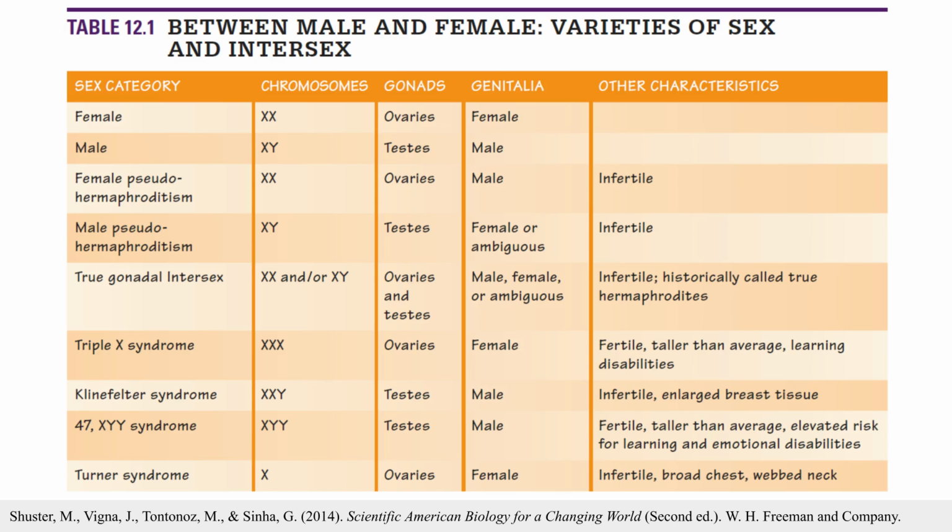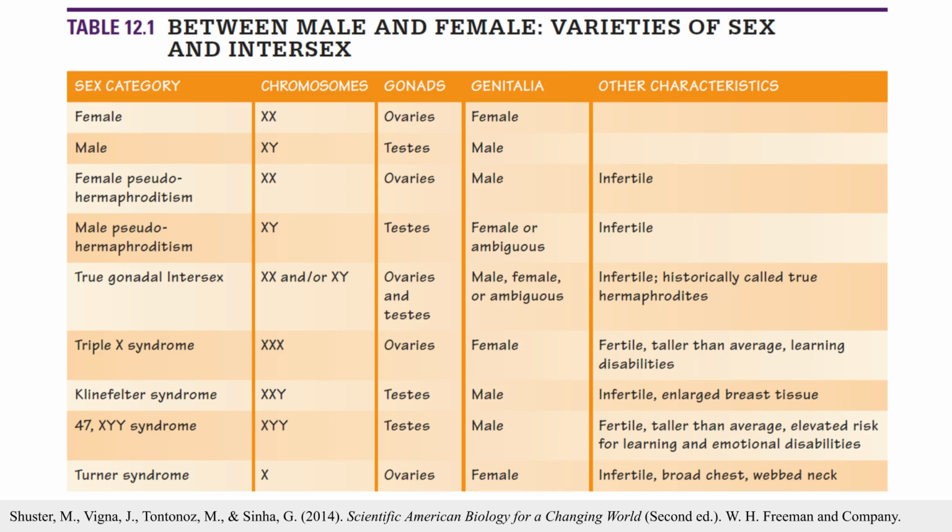This table shows us that biological sex is determined by several factors, not just one. These include chromosomes, gonads, genitalia, and other physical characteristics. Most people fall into the typical patterns of XX females and XY males, but the table also shows natural variations. Some individuals have chromosome combinations such as XXX, XXY, XYY, or only one X chromosome. These variations can affect fertility, physical traits, and development.